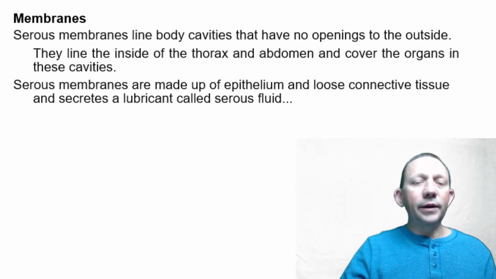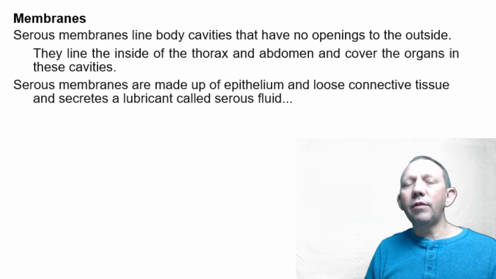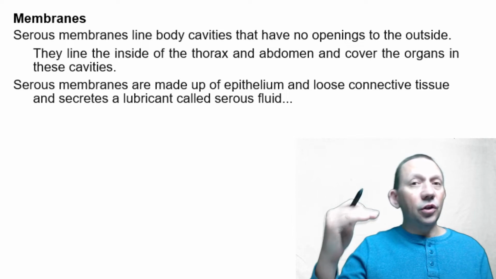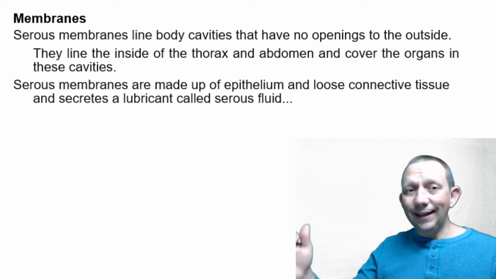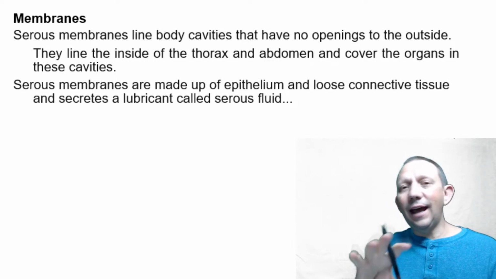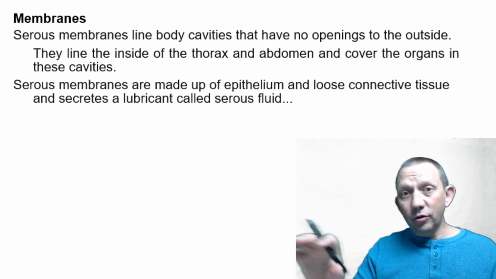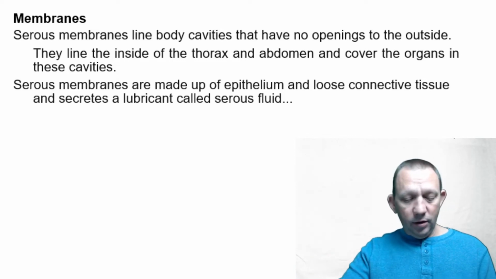So serous membranes, there's different membranes. There's 3 different kinds of membranes that we have: serous membranes, synovial membranes, and cutaneous membranes. So here we're going to talk about the serous membranes, which line body cavities that have no openings. So if you remember, I'm going to take my picture away and talk over while I'm drawing here.